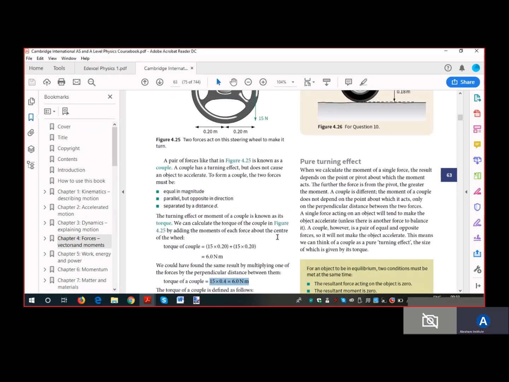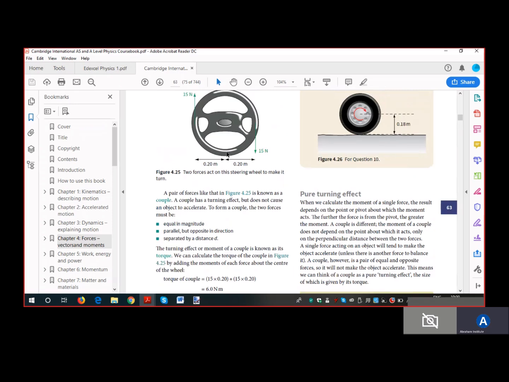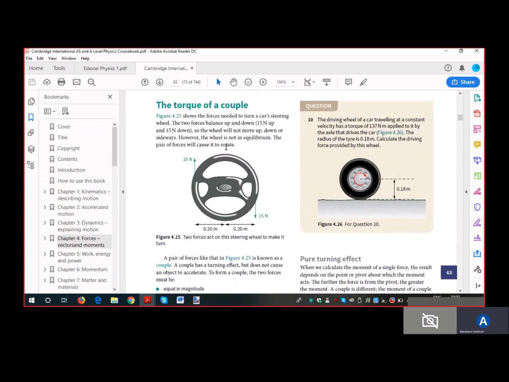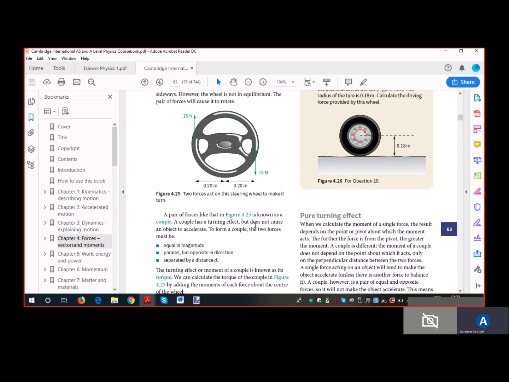Then again, you can see what we learned before. For an object to be in equilibrium, two conditions must be met at the same time: the resultant force acting on the object is 0, and the resultant moment is 0. So when we consider torque due to a couple, it's not in equilibrium, because even though the resultant force is 0, the resultant moment is not 0. You can see clearly here they mentioned that it does not cause an object to accelerate.